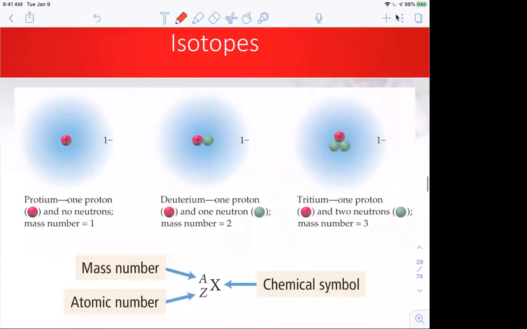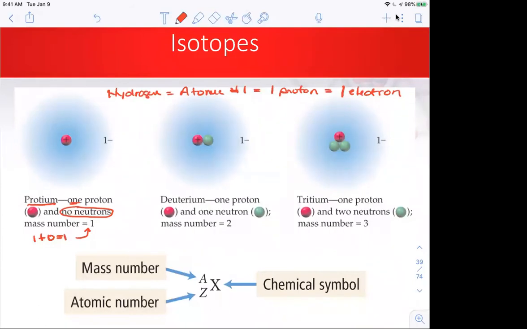Let's go over this a little bit more thoroughly. We know hydrogen is atomic number 1. So it has 1 proton, and in the neutral hydrogen atom, it has 1 electron. There's actually 3 different isotopes of hydrogen. I have protium, which has 1 proton and no neutrons. So 1 plus 0 equals 1, which is the mass number.